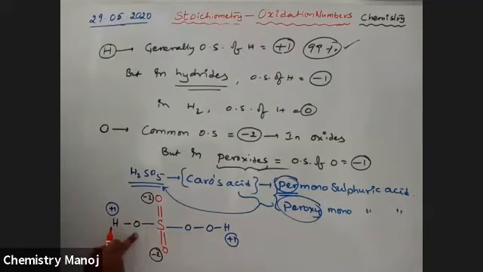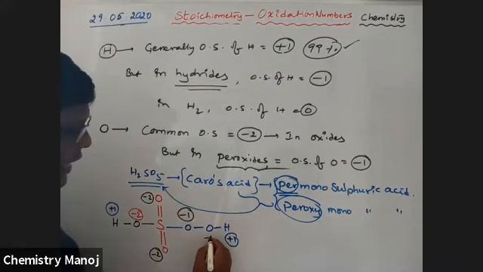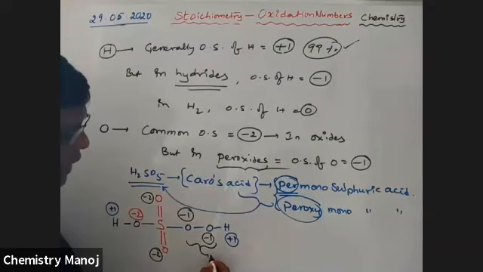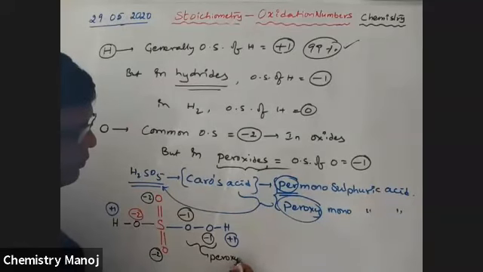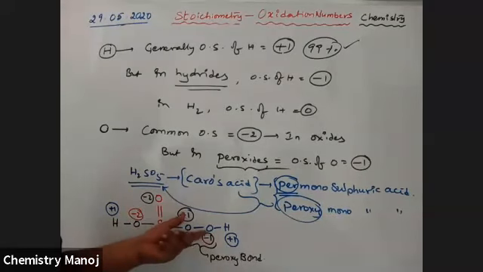Now, what about this oxygen? There is no O-O single bond linkage. So this oxygen also has a -2 charge. But see, this is the oxygen connected with this oxygen with a single bond. Now this oxygen has a -1 charge. This oxygen has a -1 charge because it is connected with the other oxygen. So these two oxygens, because this bond is nothing but a peroxy bond.